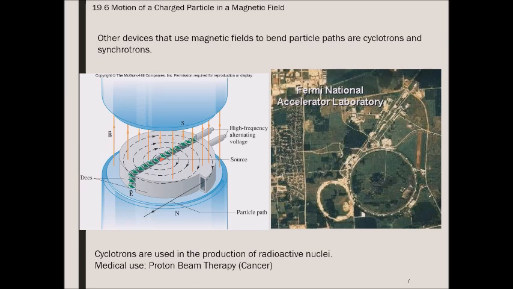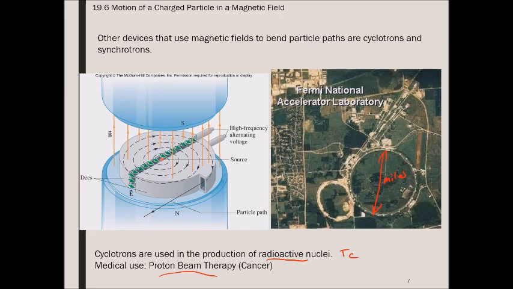Now, the smaller version is actually used sometimes in a hospital. This is called a cyclotron, and both of them are called a cyclotron, but they come in ones that are multiple miles across, or they come in basically desktop versions. Cyclotrons are used in production of radioactive nuclei such as technetium, and also used in proton beam therapy. So these would fit on a desk or in a room.